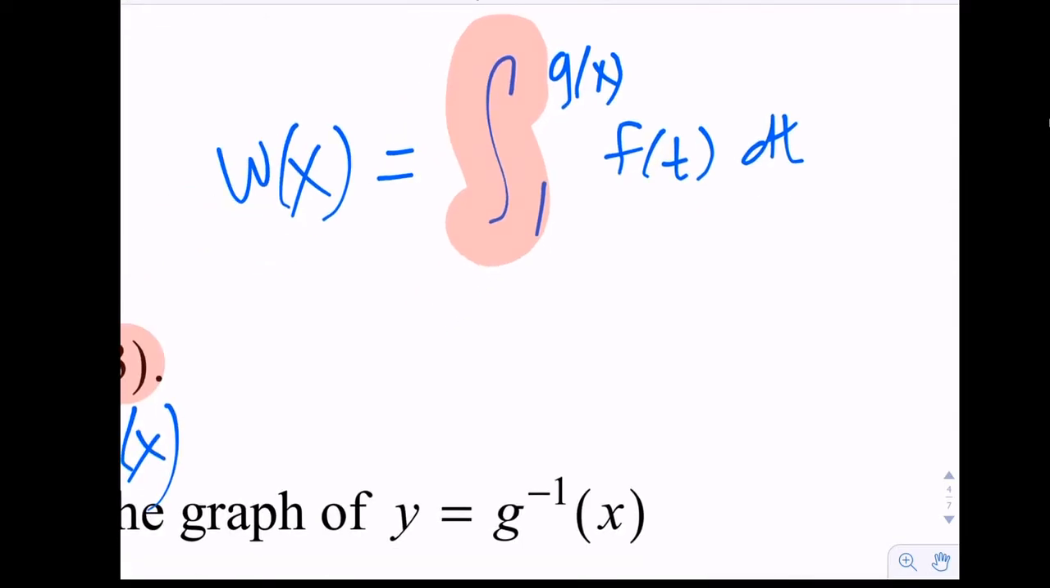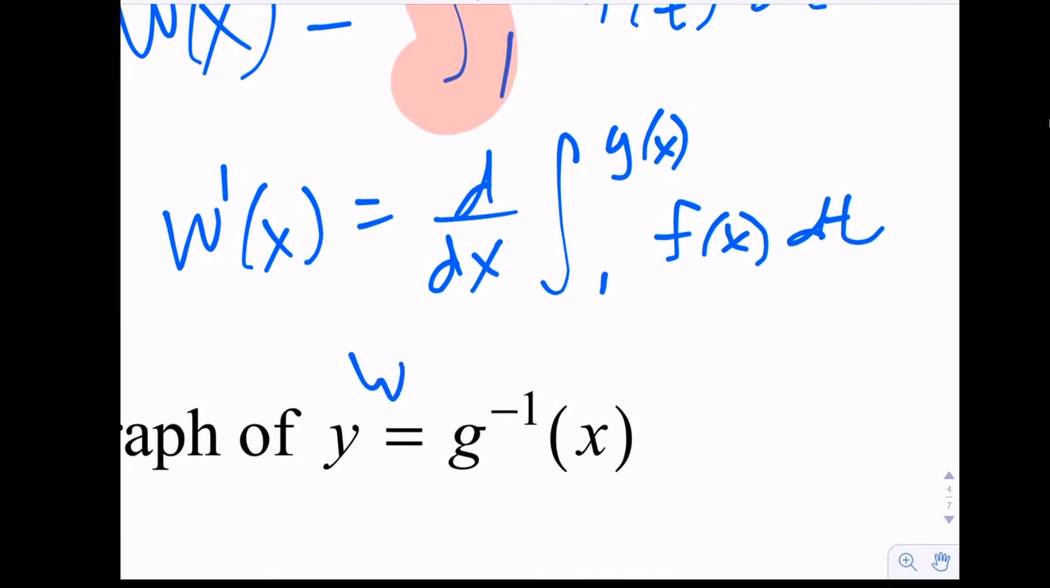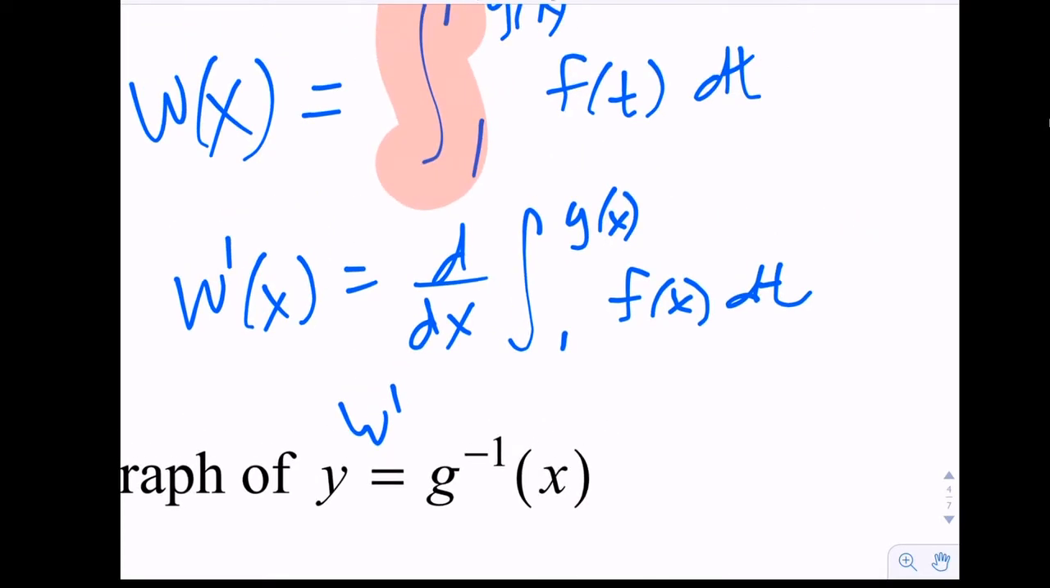I'm going to take the derivative of both sides. The derivative of the left is W prime. The derivative of the right side with respect to X is going to be the derivative of the integral from 1 to g of x of f of t dt. T, thank you. So W prime of X.